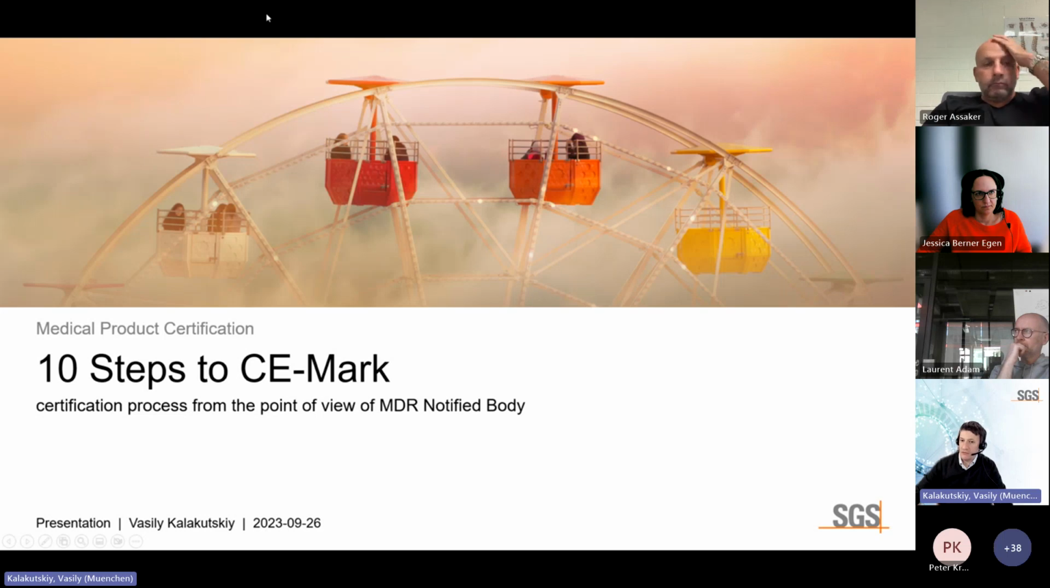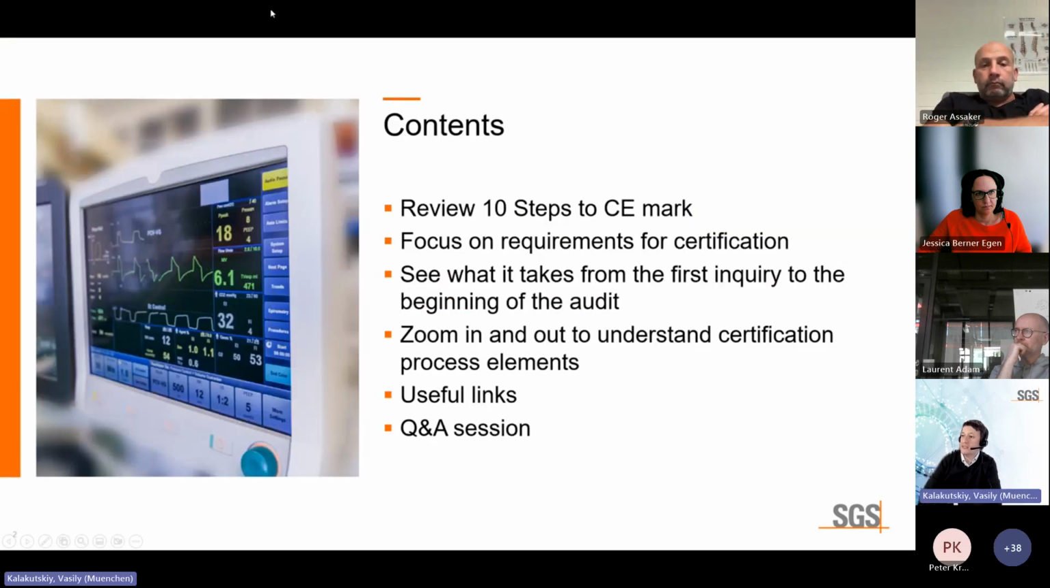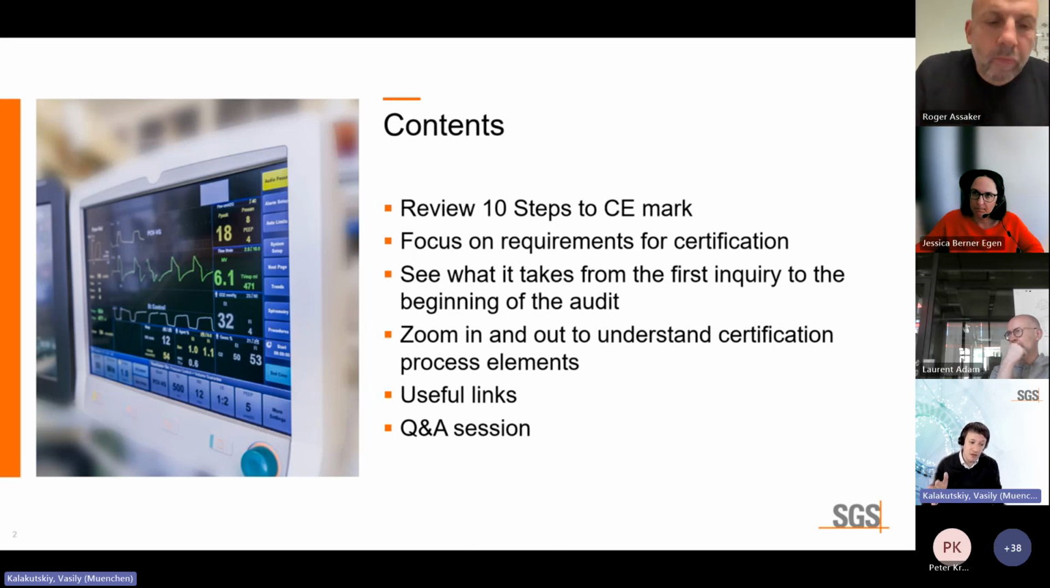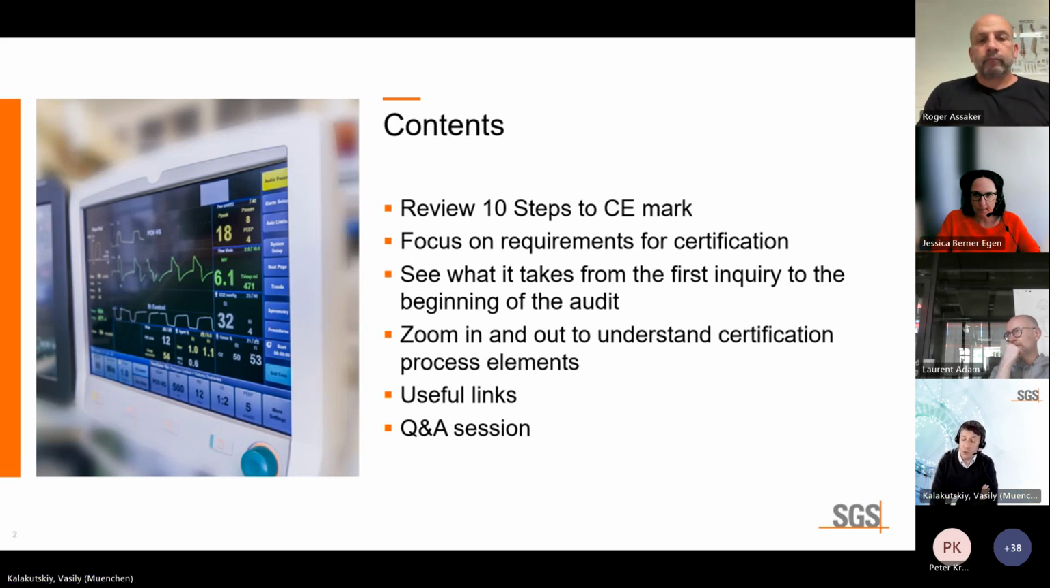Okay. So what is in the agenda for today? We will review the 10 steps to CE mark, a general roadmap for all medical device manufacturers. We will focus on the requirements for certification as seen by SGS FIMCO. We will see what it takes for the manufacturer from the first inquiry to the beginning of the audit. So basically the preparatory stage.